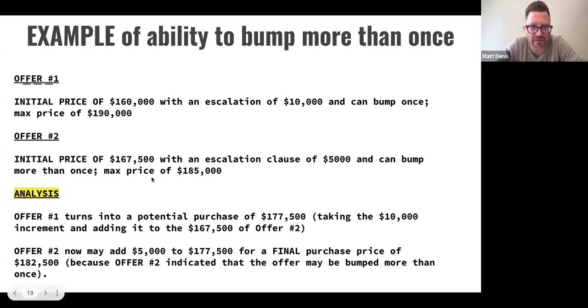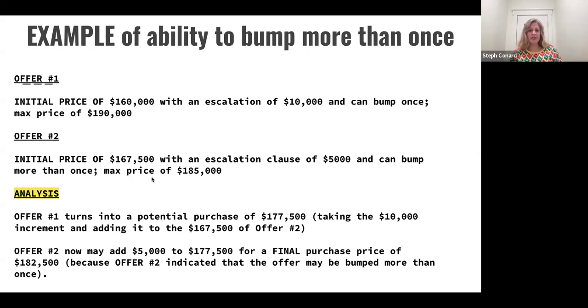Honestly, Steph, I think this is great because my initial understanding, I've obviously never used this before, was that the escalation would be off your original offer price. In my head, my first thought was it'd go from 160 to 170 because it would jump up 10 grand. But seeing that it goes off of the second offer of 167,500 helps to clarify that it bumps off the second offer, not off of your initial offer. If that makes sense. Yep, that does make sense.